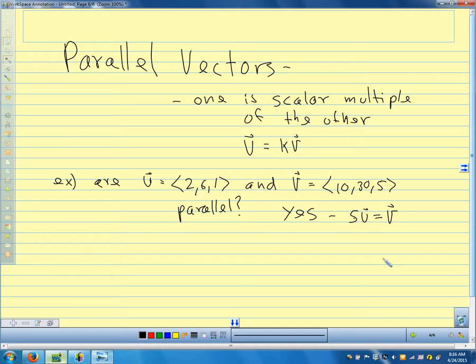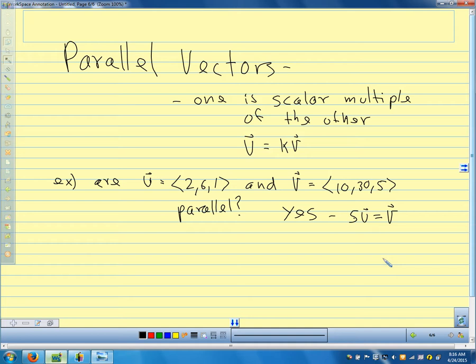I argue with my wife sometimes about words. So could a vector be parallel to itself? Is a vector parallel to itself? Isn't it a scalar multiple of 1? So it'd be parallel to itself.